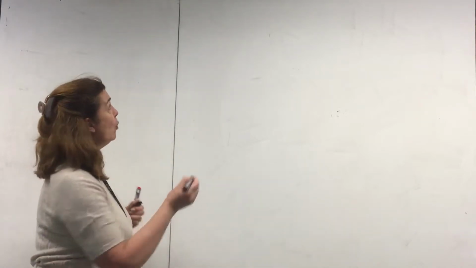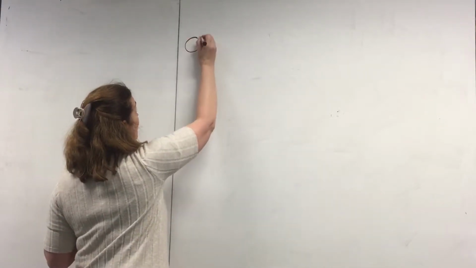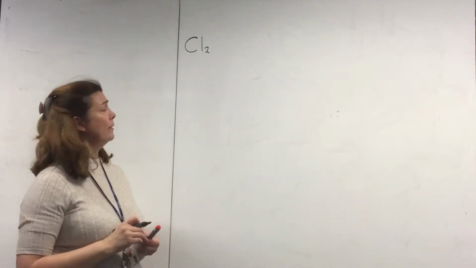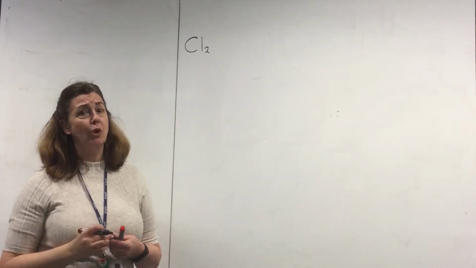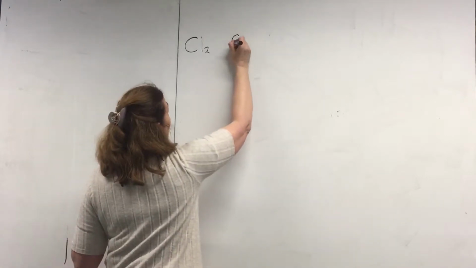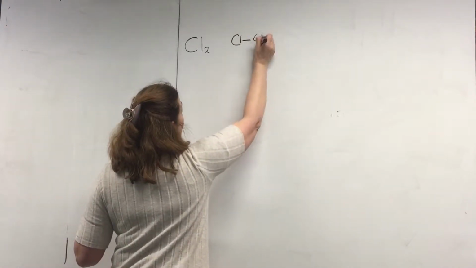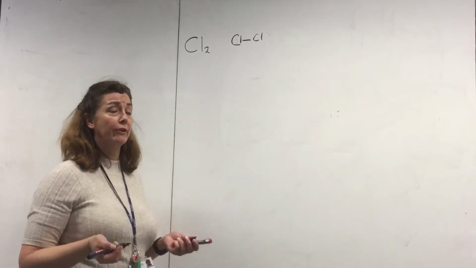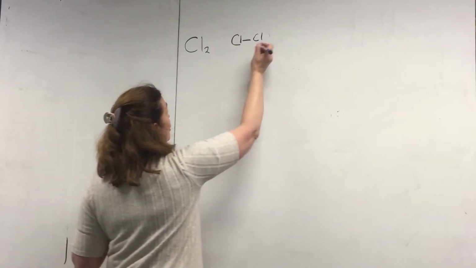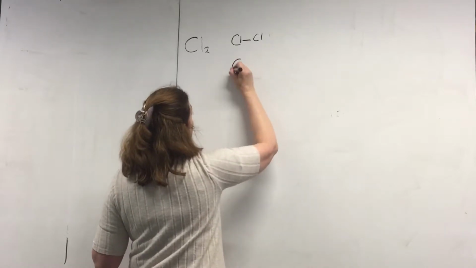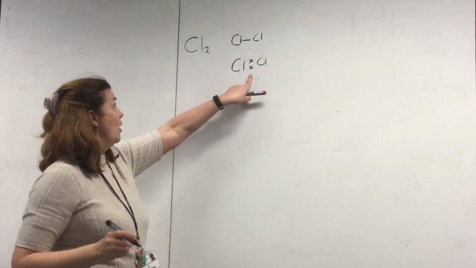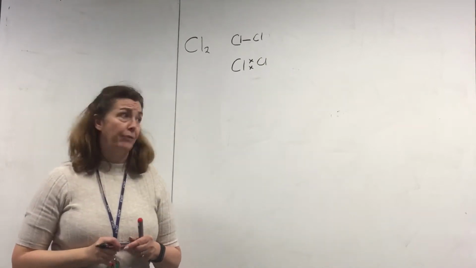So if we start with chlorine, chlorine is a diatomic compound. It's an element. It's made from two chlorine atoms. So if we look at how they're bonded, this single line here means it's singly bonded. And what does that actually mean? It means that the chlorine atom is sharing its electron pair. Okay, so this is another representation of that single bond.